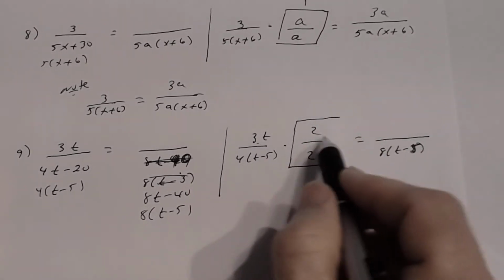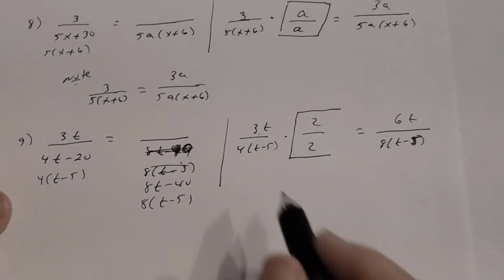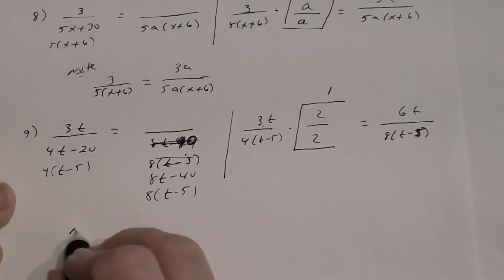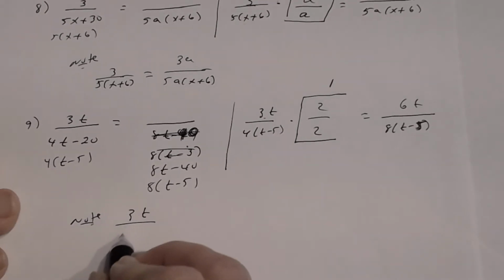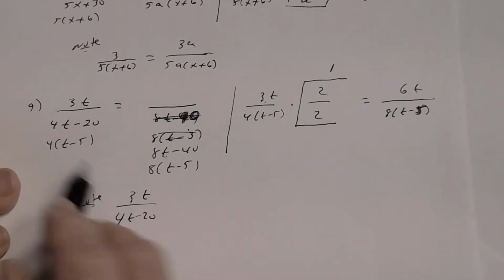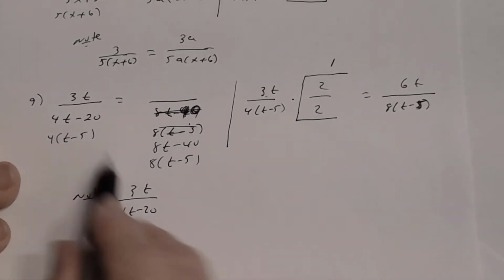And so 3t times 2 is 6t. All right, so that'll be your answer there. So remember, that's a 1 right here. And so there, I want you to note that 3t divided by 4t minus 20. All right, or you can write it in factored form. Doesn't matter. Does not matter.